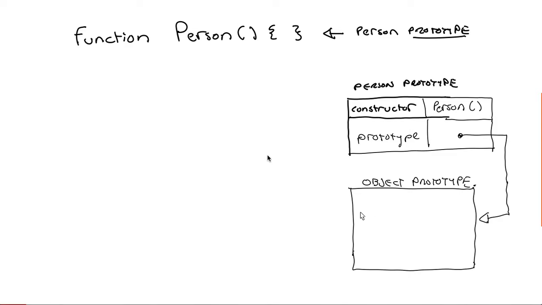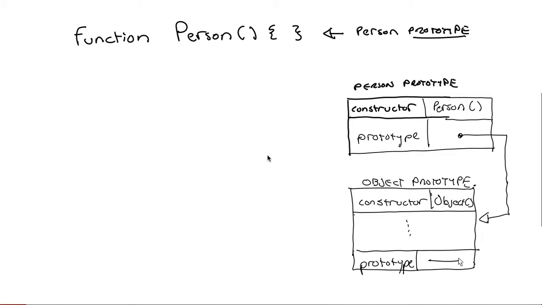And the object prototype is also going to have a constructor, and that constructor is going to be object. And it's going to have a bunch of other stuff. And at the end, the object prototype is also going to have a link to a prototype. But in this case, the link to the prototype is null. So it stops the chain of inheritance.